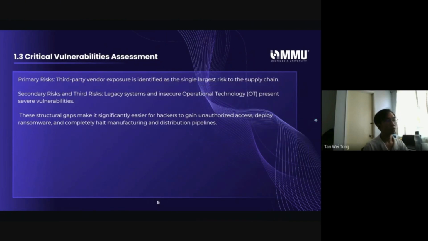Next, we will talk about the critical vulnerability assessment. The primary risk is third-party vendor exposure, identified as the single largest risk to the supply chain. The secondary and third risks would be legacy systems and insecure operational technology, which present several vulnerabilities. Those structural gaps make it significantly easier for hackers to gain unauthorized access, deploy ransomware, and completely halt manufacturing and distribution pipelines.